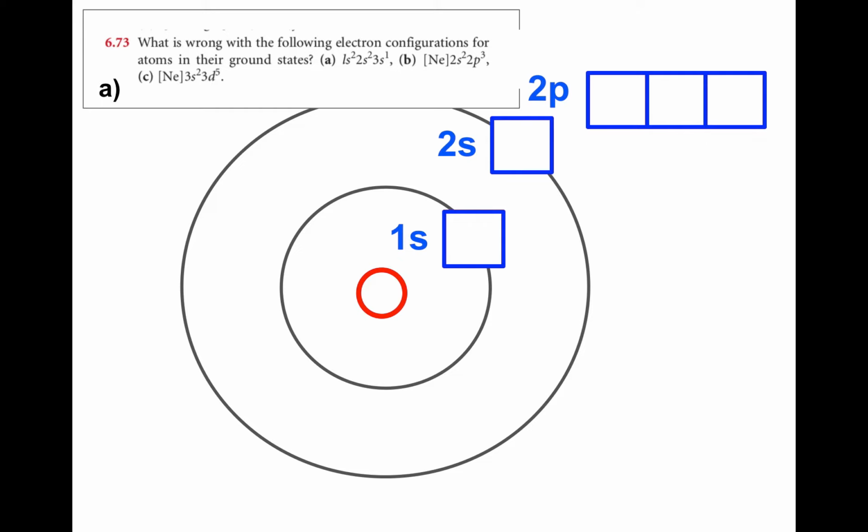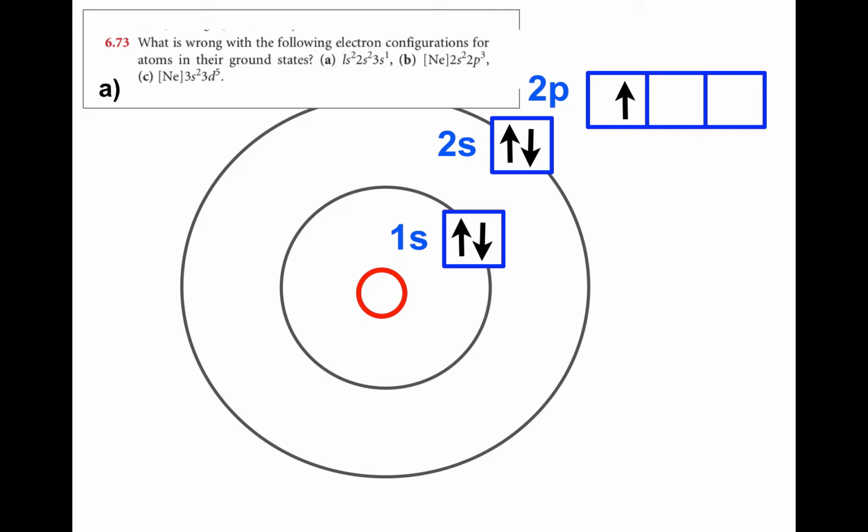What is wrong with the following electron configurations for atoms in their ground states? Okay, so ground state. Electrons can be anywhere when they're in their excited states. So if I'm looking at an electron configuration 1s2, 2s2, 3s1, we're skipping electrons going into the 2p.